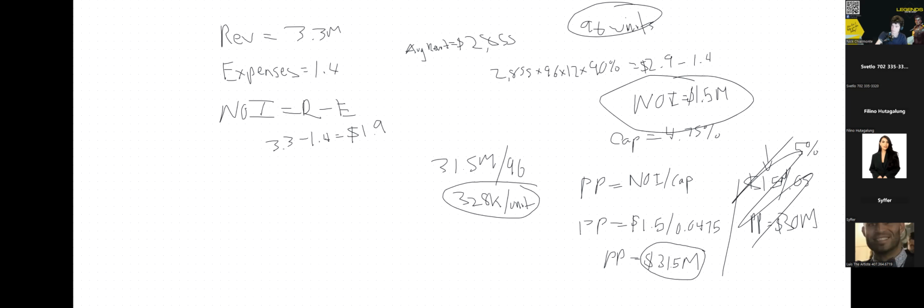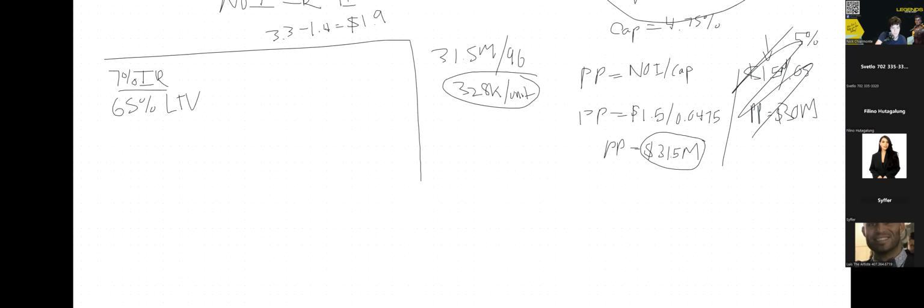Now we're going to do some math with the loan. So we're going to say we've gotten a loan at a 7% interest rate and a 65% LTV. I'll explain what this means. 7% interest rate is just the current interest rate right now. I looked that up. And a 65% LTV is loan to value. So the value of the property if we're buying it is 31.5 million, which is right here. That means you can get a loan for 65% of the value of the property.